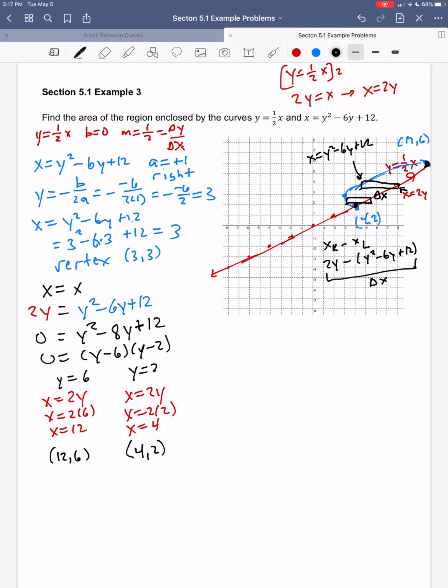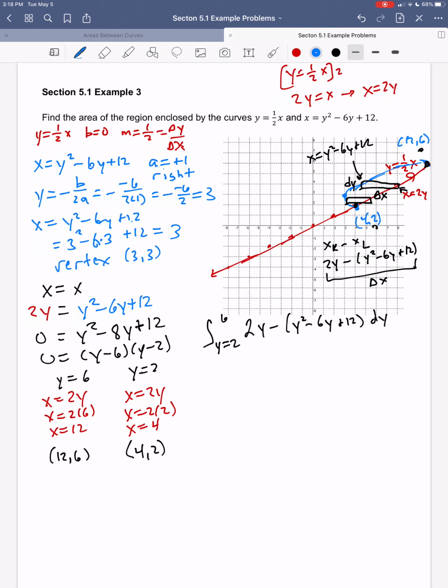The width of the rectangle is going to be my little dy. I'm going to be integrating with respect to y to find this area instead of x. So for my integral, they're going to be y limits. My lowest y limit is down here at y equals 2, right? My highest y limit is up here at y equals 6. So I'm going to go from y equals 2 to 6, and take 2y minus (y squared minus 6y plus 12) dy.